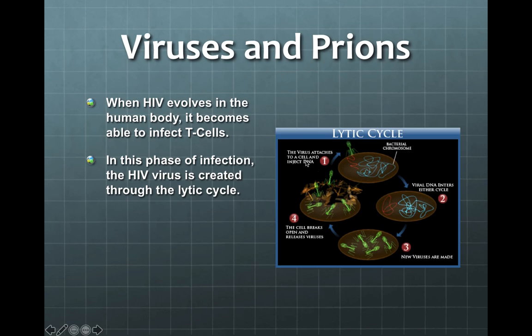Here, the virus attaches to the cell and injects DNA. This is your bacterial chromosome because it has to have a host. The viral DNA enters either cycle. The new viruses are made, and then the cell breaks open and releases the viruses. So lytic means it'll happen later.